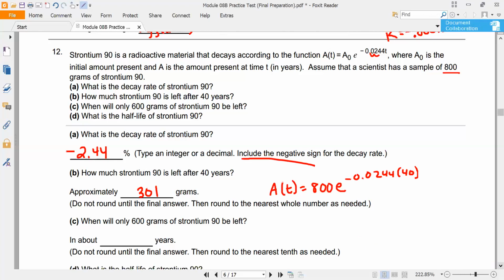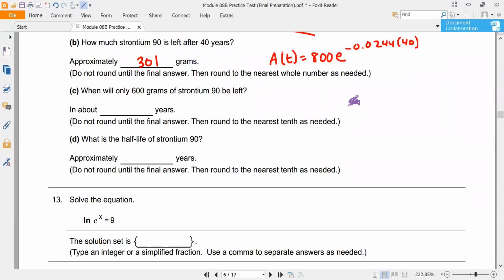When will only 600 grams be left? So that's asking you about the future. So 600 left when we started with 800. When you ask someone for solving for time, instead of giving them time, you're solving for an exponent. When we solve for an exponent, it's going to usually end up involving logs, unless the bases on both sides match, which they don't. Sorry, that's not 8,000, that's 800.